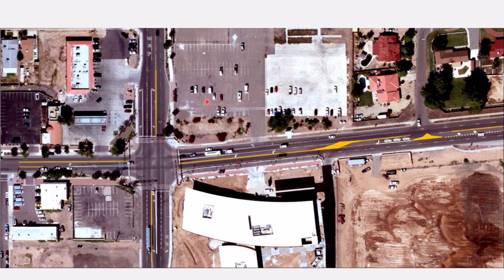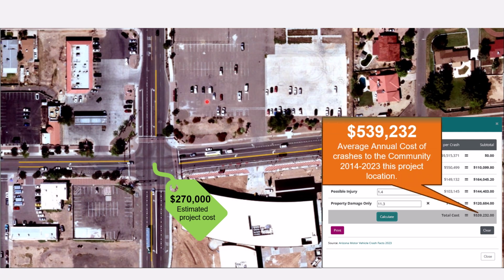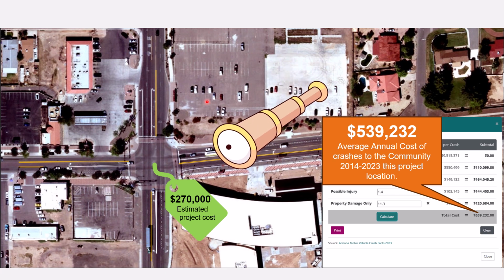Striping, including the extension of the westbound left, is estimated at about $1,500, and the left-in, left-out median is estimated at about $250,000 for a total of $270,000. Now may be a good time to refer to that crash cost calculator again. You will remember that the annual cost to the community is an average of nearly $540,000. Comparing this to the preliminary cost estimate, you can see the stark contrast between the cost of the chosen safety countermeasures and what the crash experience has cost the community annually.